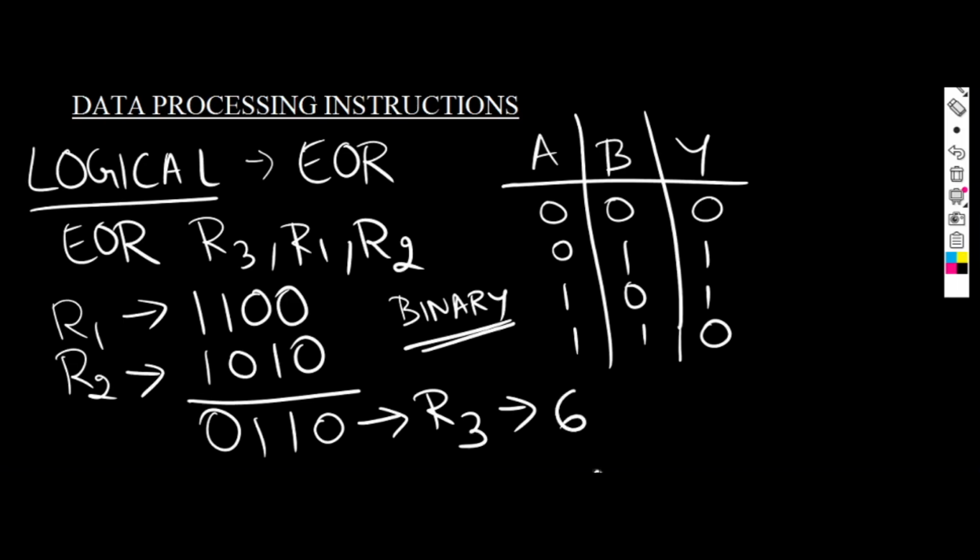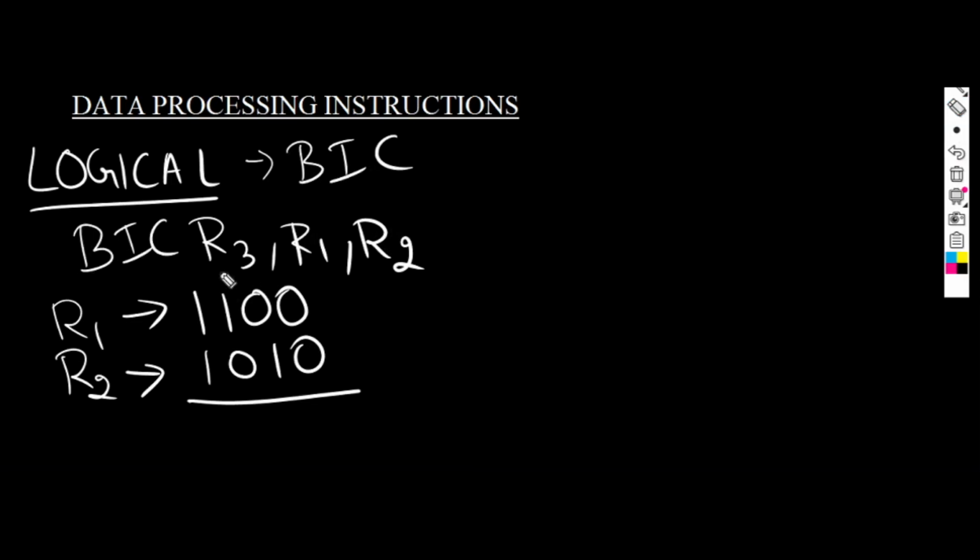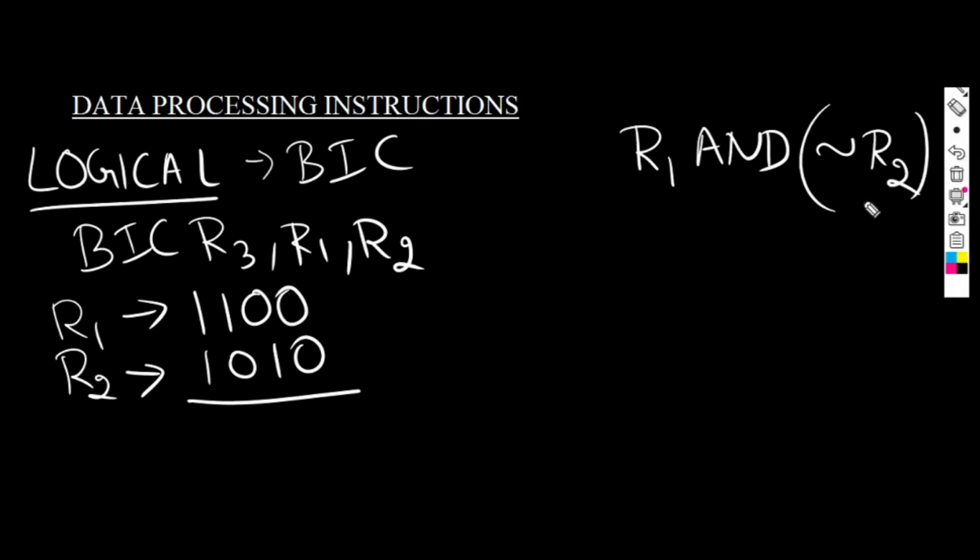And what is the value here? It is 6. Let's go to the next case, which is nothing but bit clear. That might be a little different from other operations you have considered till now. In this particular case, BIC R3, R1, R2, what we actually want to do is R1 AND NOT of R2, which is stored in R3.